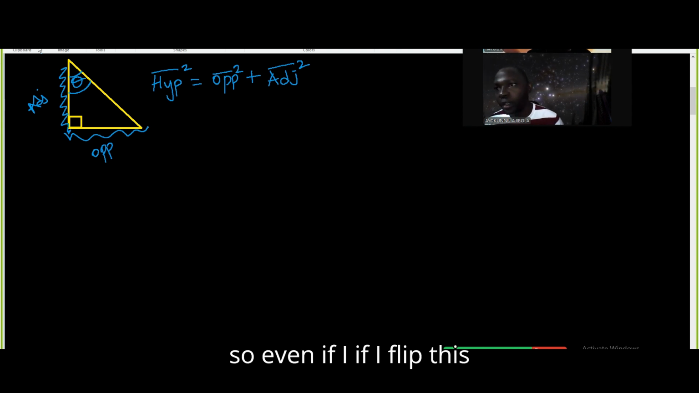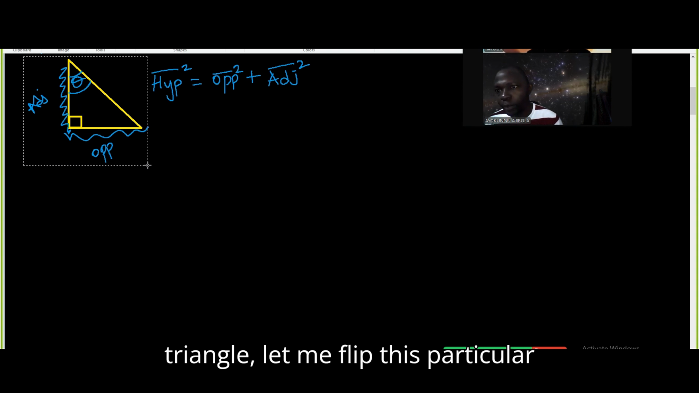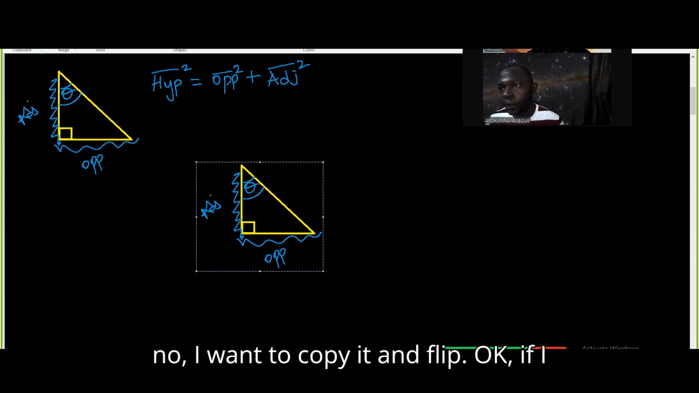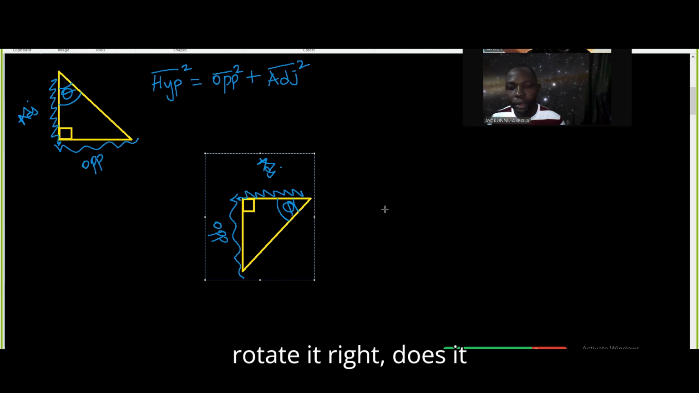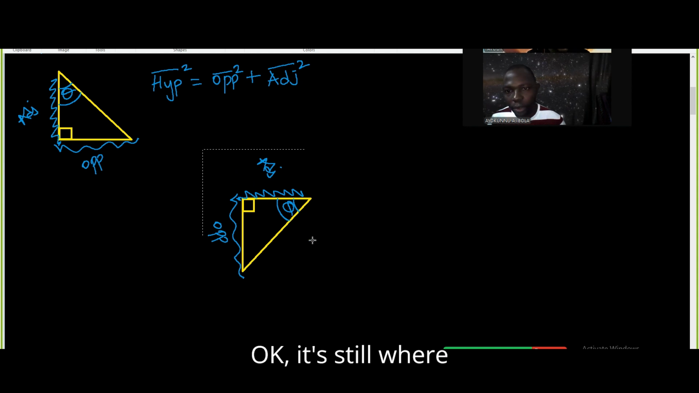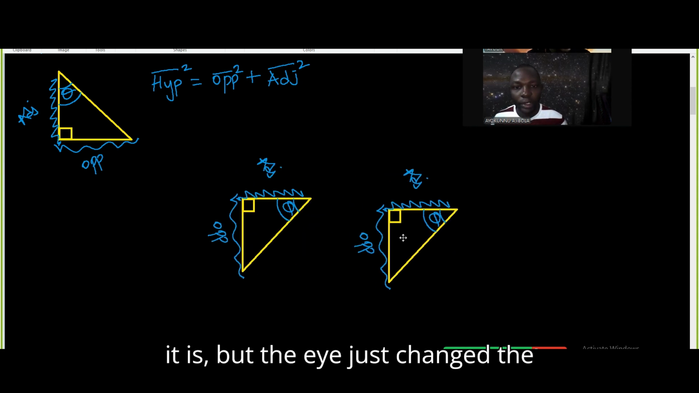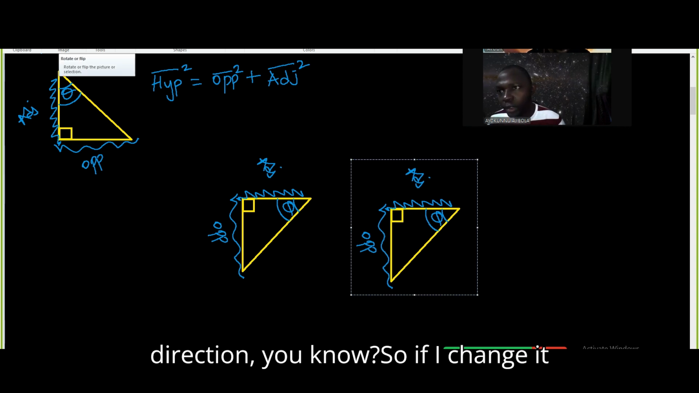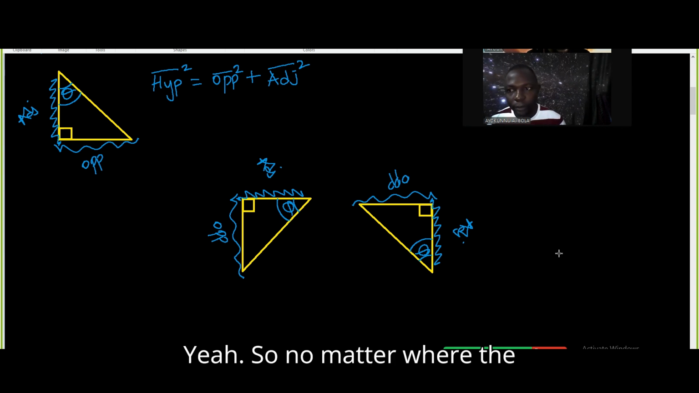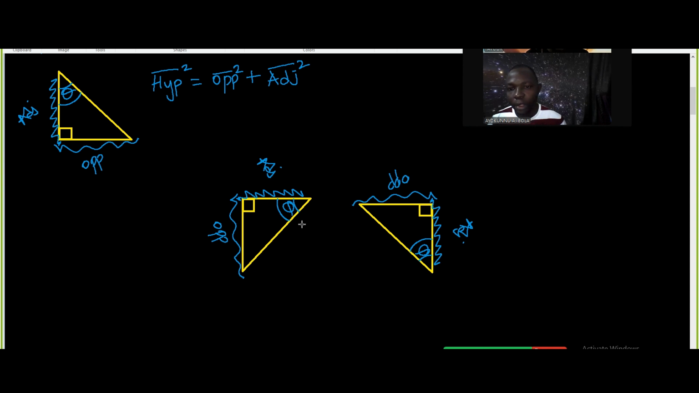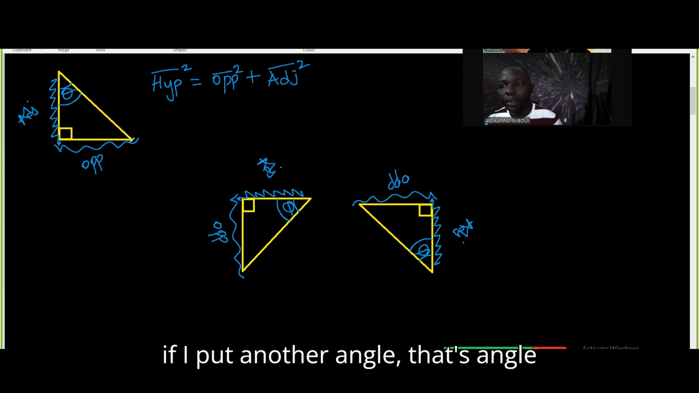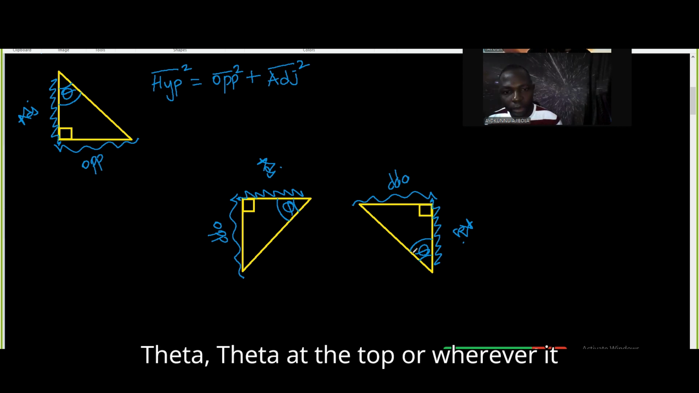So even if I flip this triangle, let me flip this particular shape. Oh no, I want to copy it and flip. Okay, if I rotate it, does it change where my opposite is? No. It's still where it is, but the direction just changed. So if I change it again, you can see. No matter where it is, if I put another angle, that's angle theta at the top or wherever it is.